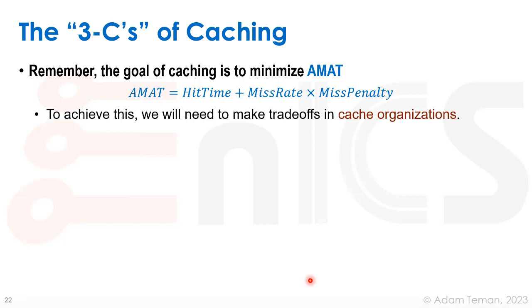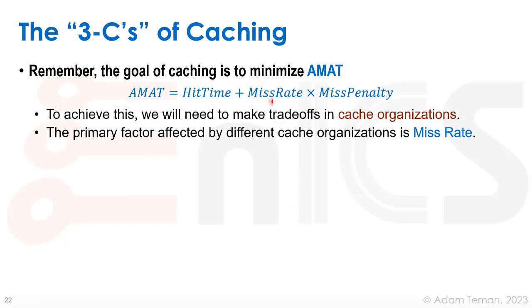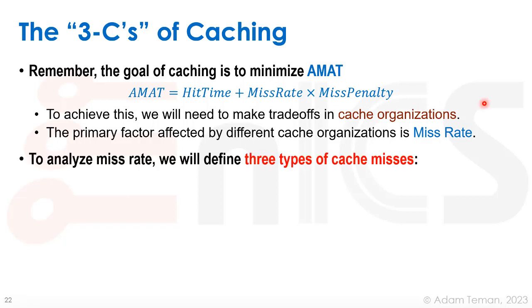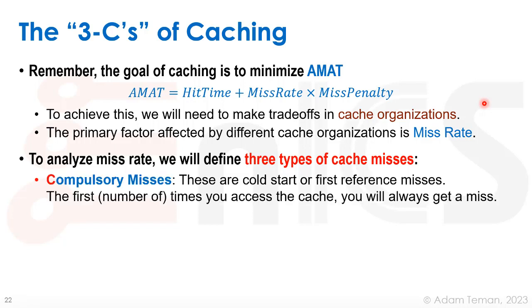To achieve this, we need to make all kinds of trade-offs in cache organization, where we know that our main thing is to minimize the miss rate in order to make the miss penalty less painful. So to analyze the miss rate, we're going to define 3 types of cache misses. The first one is called a compulsory miss. These are cold start or first reference misses. It's the first number of times that we access the cache. When at first it's empty, we're always going to get a miss.